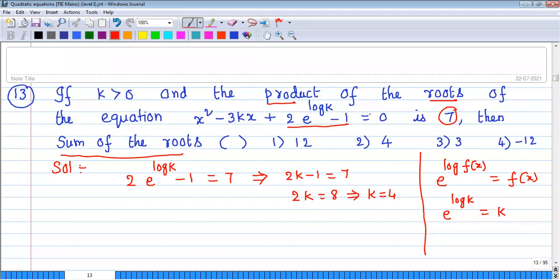But we need the sum of the roots. Sum is equal to minus the coefficient of x, minus of minus 3k, upon 1, so 3k itself. So 3 multiplied by 4, we get the answer 12. Right. First option is the right option.